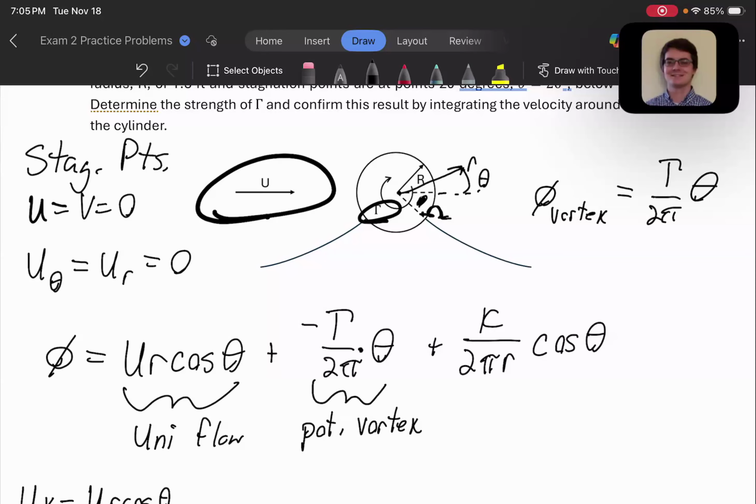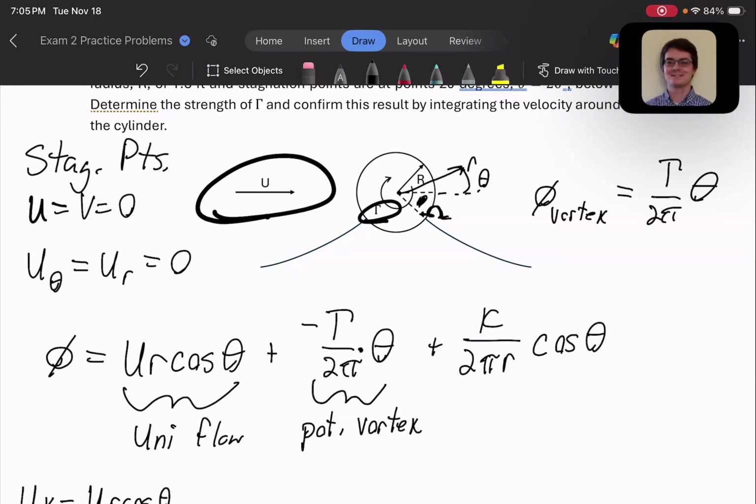Cylinder equals doublet, and I guess a good way to clarify is doublet plus free stream. Because if you just have a doublet, it just expands to infinity. If you have a doublet and a free stream, then it gets restricted to basically a relationship between the strength of the doublet and the free stream. And we're going to use that in a second to define kappa.